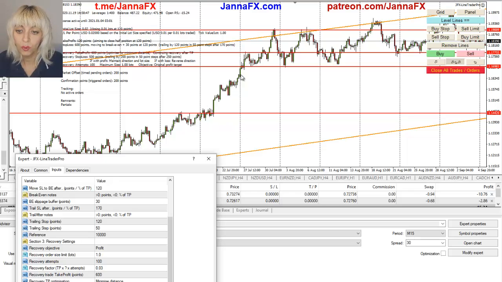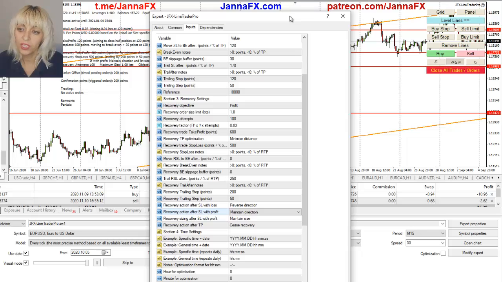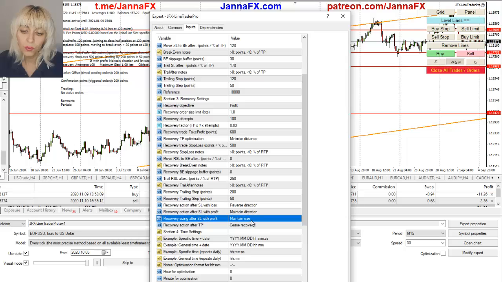So when we're in the process and possibly expecting to continue to our take profit, you probably don't want to change directions. You only want to change direction if you think it's really going to reverse. And then, like I'm saying, you also can do it manually. But those are the settings you can change if you prefer. And an important recovery setting after stop loss with profit. So that's when you're banking, right?